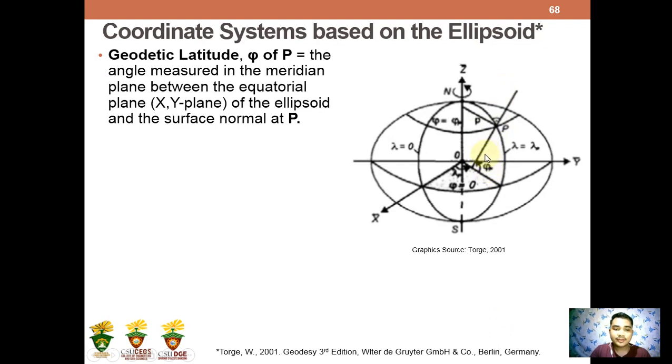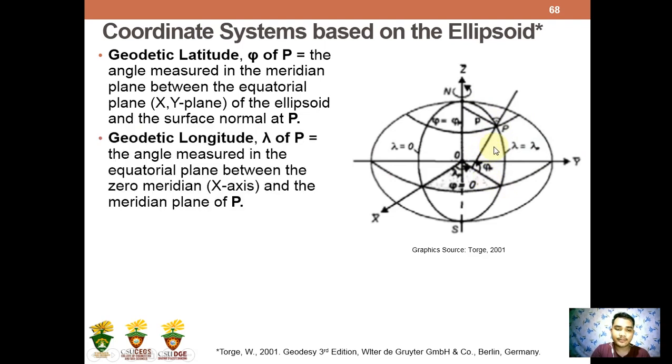It is the angle measured in the meridian plane between the equatorial plane, or the XY plane of the ellipsoid, and the surface normal to P. So earlier, the tangent line and the normal are at 90 degrees. This radius goes from the equatorial plane, or XY plane, toward the point P, which is normal to point P.